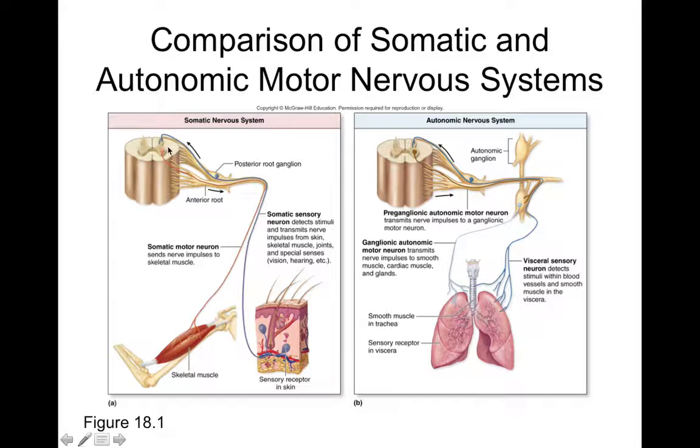So the somatic nervous system has neurons, which are nerve cells, that will pick up information from skin and joints and fascia and carry that towards the central nervous system. So what's the word we use for information going to the central nervous system? Afferent. So afferent is sensory. So part of your somatic nervous system is sensory information.